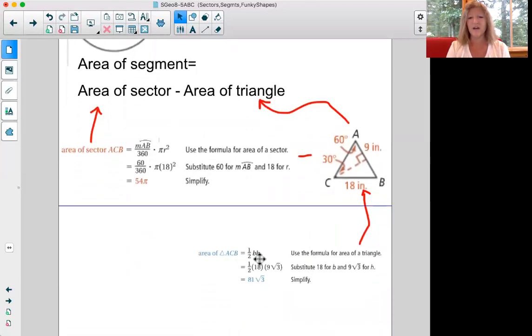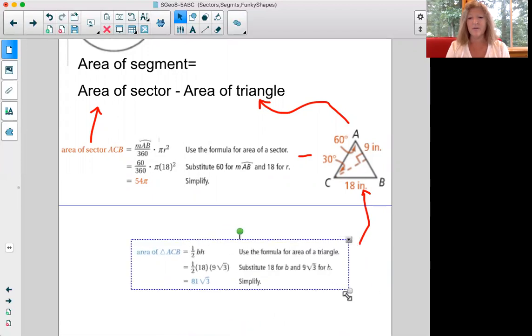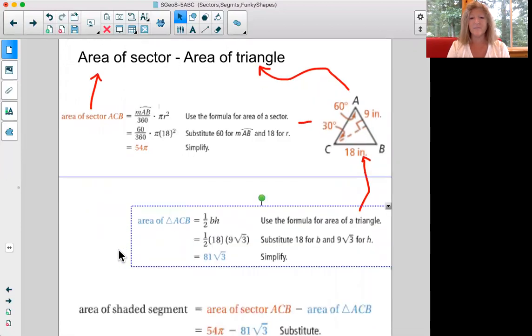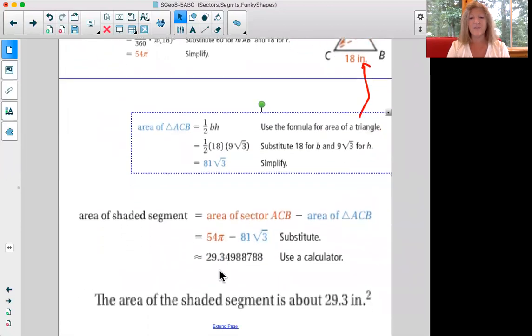The area of the triangle is 1/2 base times height. And then we can simply subtract those two things to get our final answer.